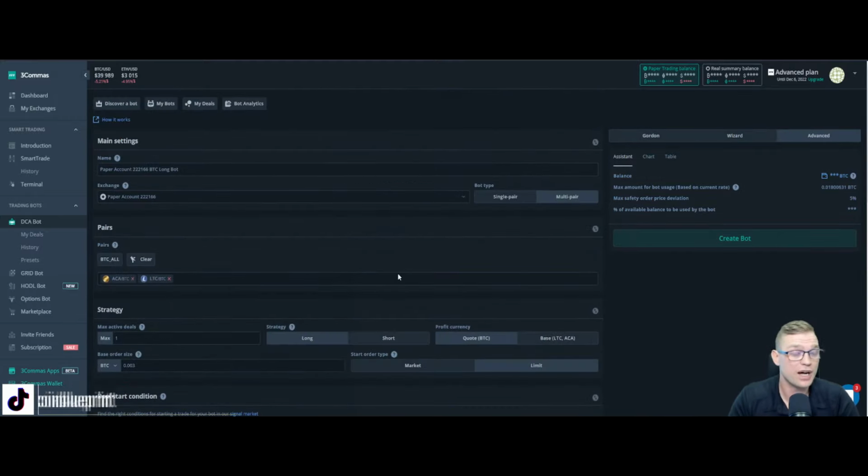So when it comes to more advanced users, guys, yes, you can create your own bots, whether it be a single pair or multi-pair, and in terms of your quote pair and base pair, you can also choose that as well.